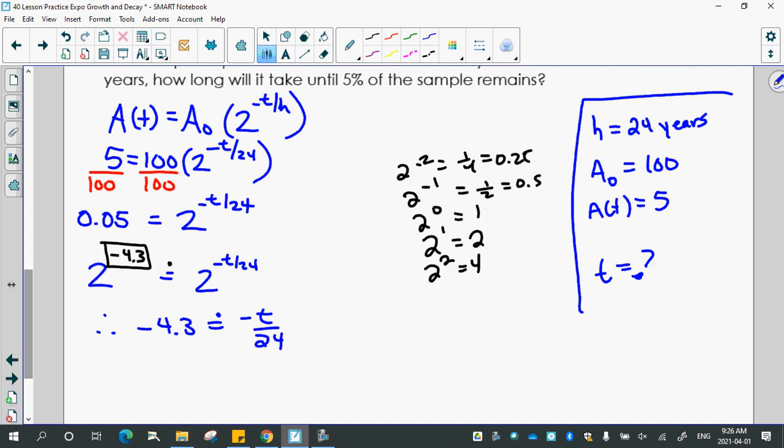And then, what's a smart number to multiply both sides by to get t by itself all in one step? Negative 24, good, because that takes care of the negative and the 24. So positive t is approximately 103.2, and what's our units of time? Years?